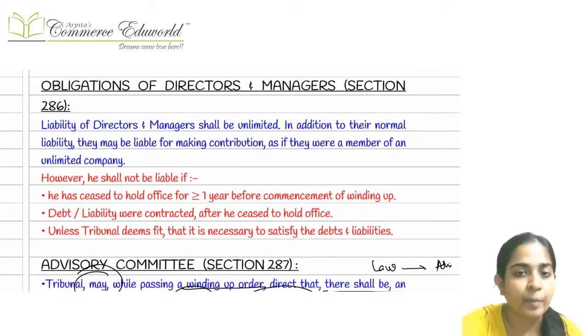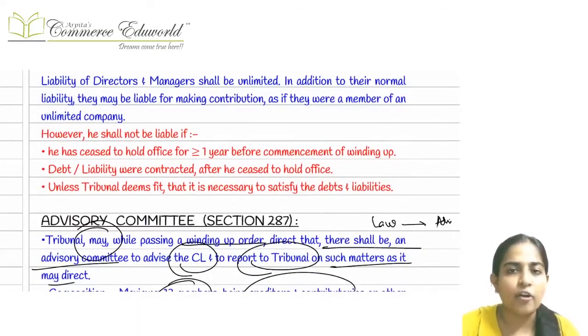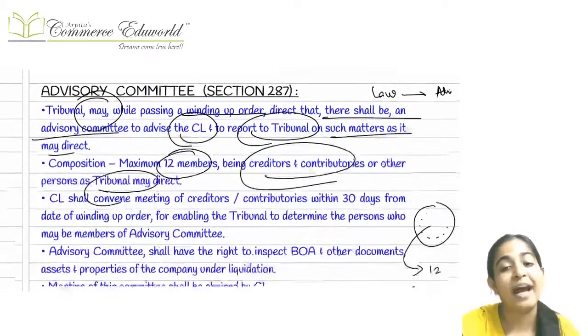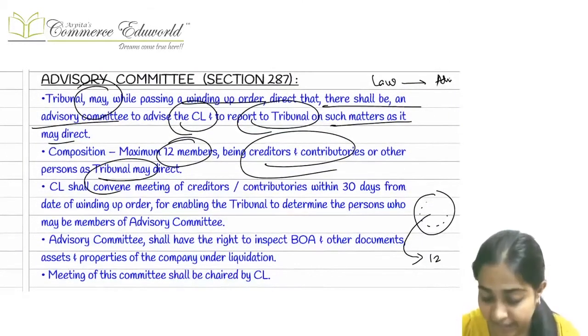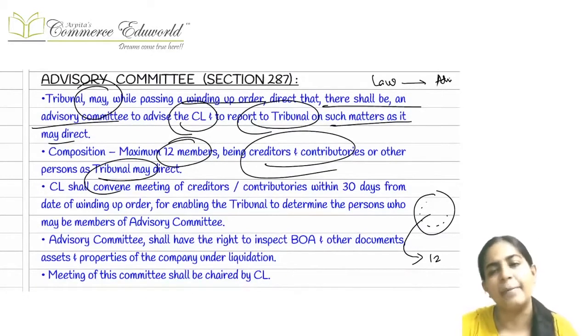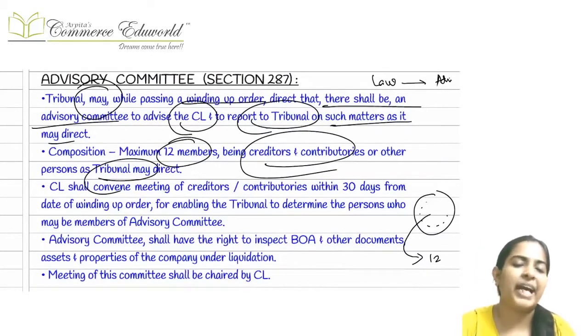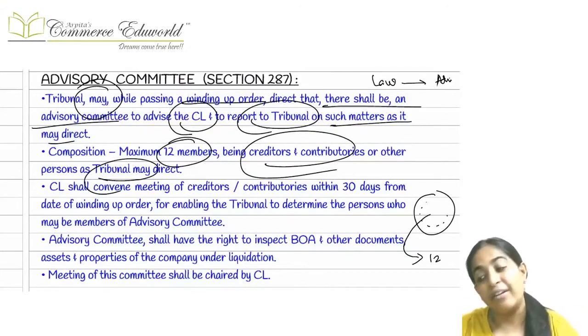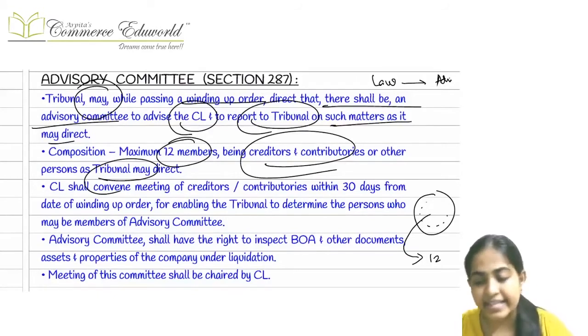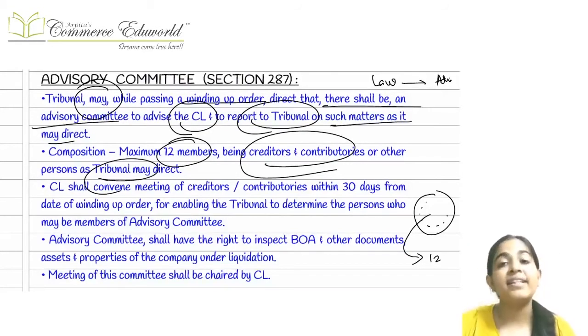Apart from that, if you are simply the director or manager of a particular company, then you are by default liable in an unlimited way. Okay, then comes another committee called the advisory committee. As you can identify from the name itself, the advisory committee holds the meeting of the creditors, it holds the meeting of the contributories, and then it listens to their wishes. Then it advises the company liquidator and the NCLT on what is to be done.